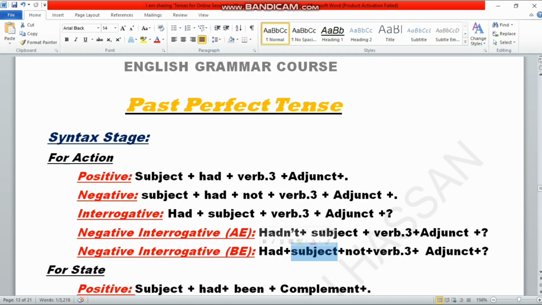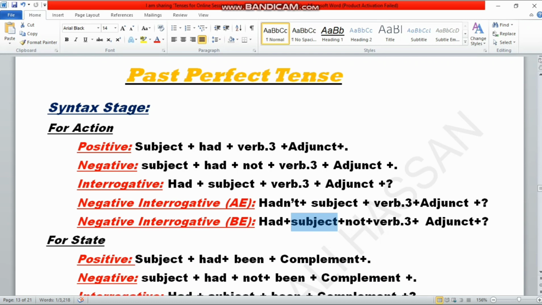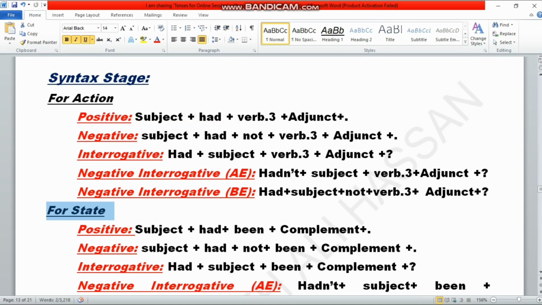That's all. When we talk about past perfect tense, you need to keep one thing in mind: this tense talks about both actions as well as states. When we discuss this kind of tense, we have to study these structures individually. For actions, there are different structures, and for states, they are a bit different. What's the difference? We're going to talk about it right now.